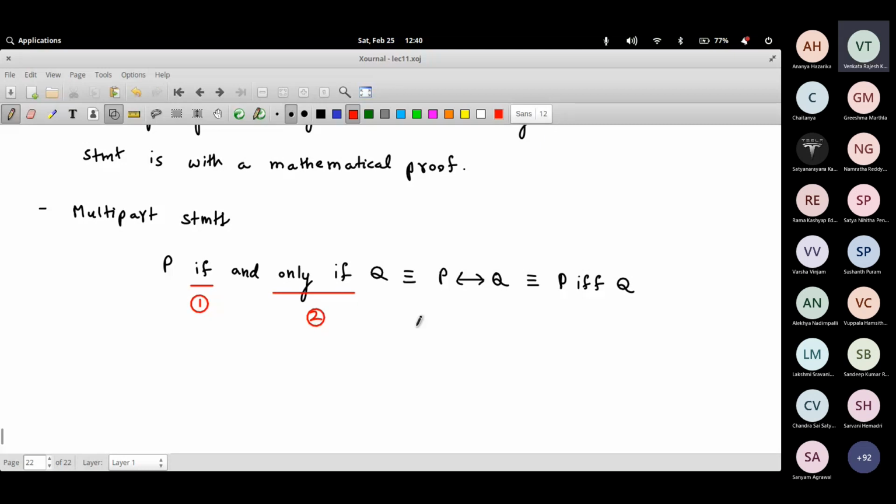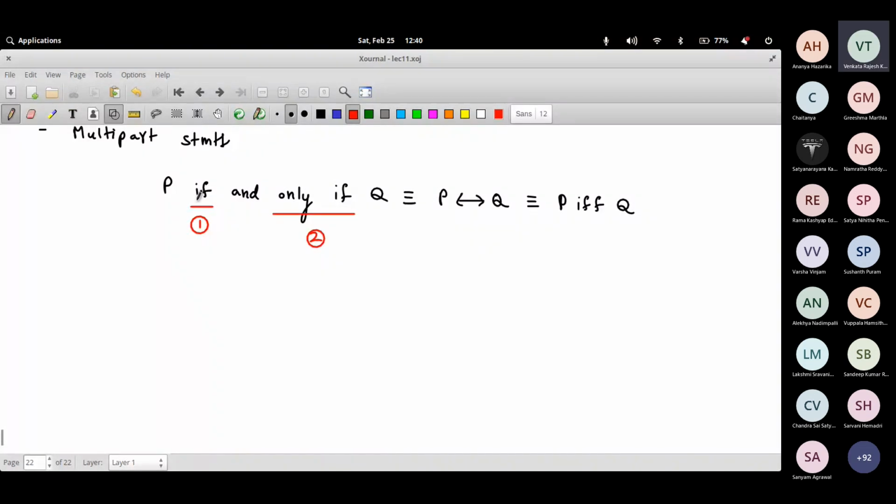Now, since there are two parts, we need to prove both these parts separately. There is no way in which you can prove this entire statement in one go. You have to break it into two parts, and these are two directions, and you need to prove both the directions. All right.